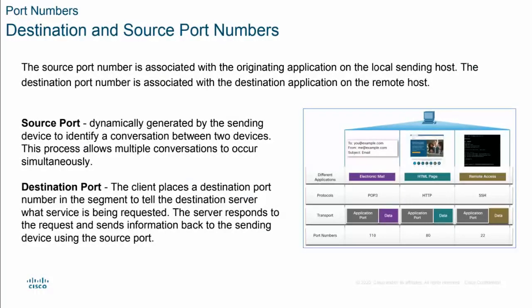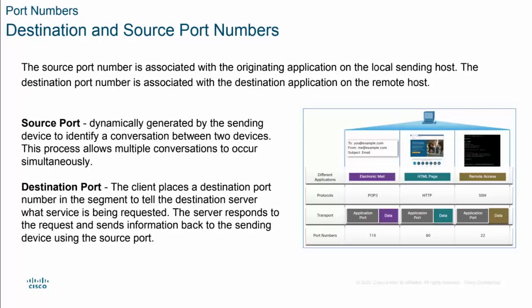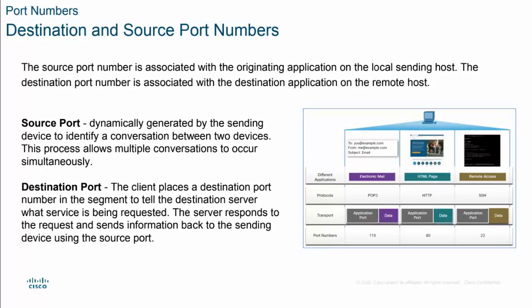Destination and source port numbers. A source port number is associated with the originating application on the local sending host. Let me explain this to you. You are running a web browser on your computer. You are sending a request to the server. The server sends back the response. How does your computer know that it should display this response in Chrome or in HTTP? From the port number. That's why you can run multiple applications on your computer. Each one is using different ports. So we have the source port.